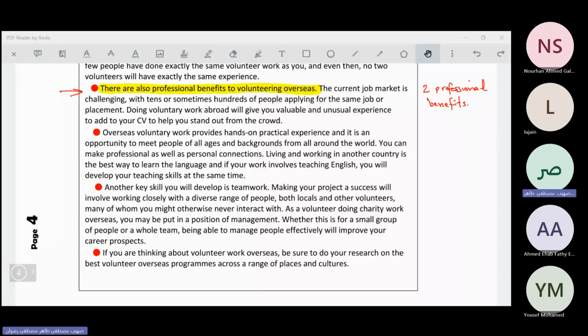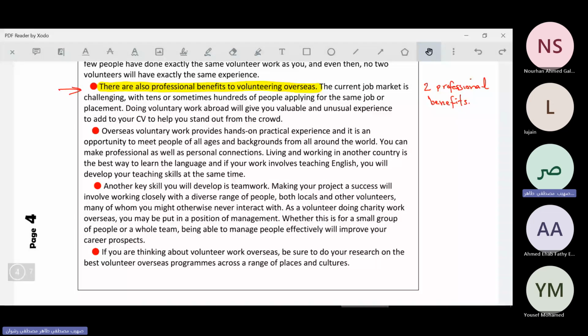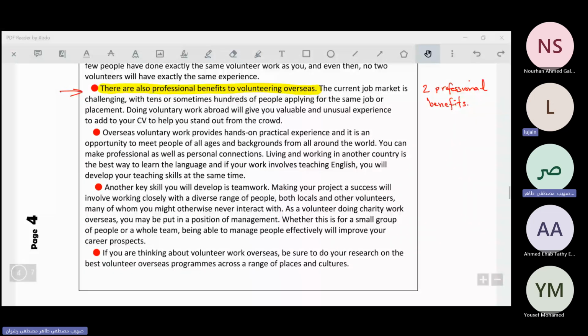We need one more. Yes, teamwork. Excellent, Ahmed. Ahmed said it helps you develop teamwork. All right, great. Anything else? Come on, guys. More. Lojain said it provides you a hands-on experience, a practical experience. Great. And also it makes professional connections.